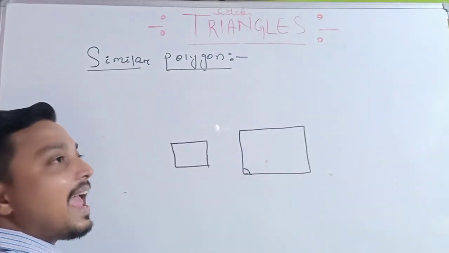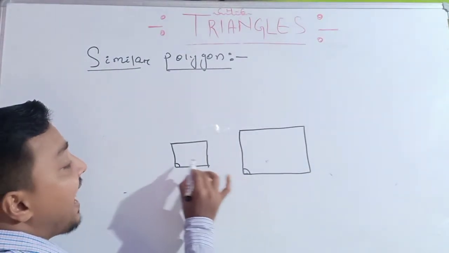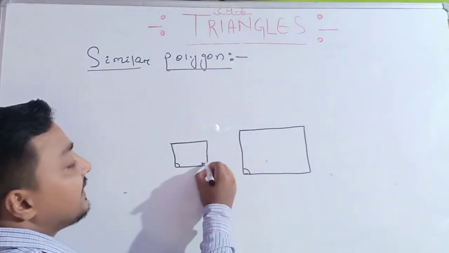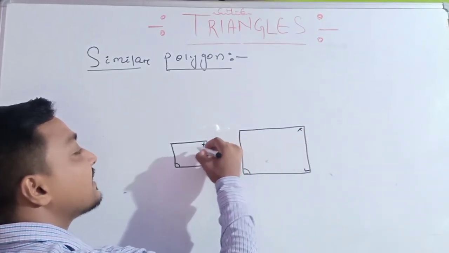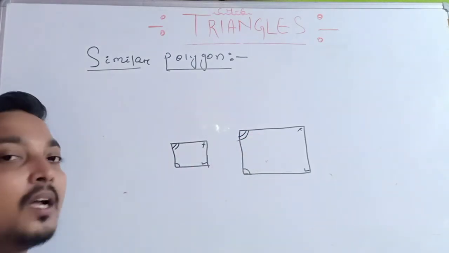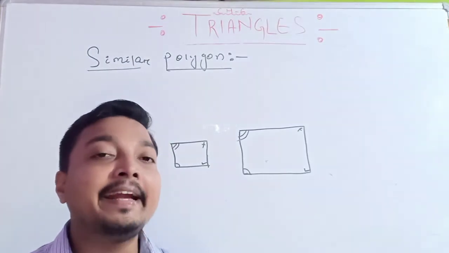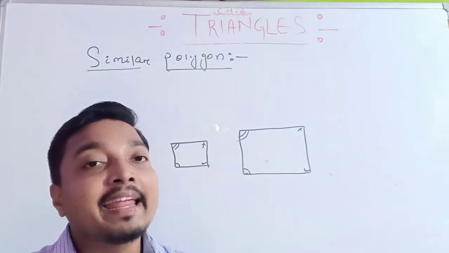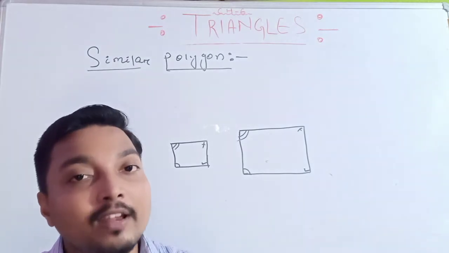Suppose I am comparing this angle to this angle, you can find the corresponding angles are always the same. This angle is also the same as this angle. This angle is also the same as this angle. This angle is also the same as this angle. Understood or not understood? Always you find that the corresponding angles between the two polygons will always be the same.